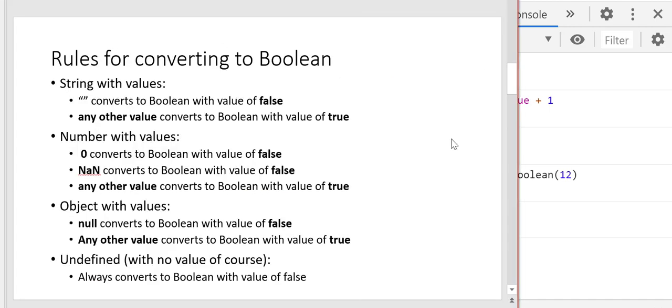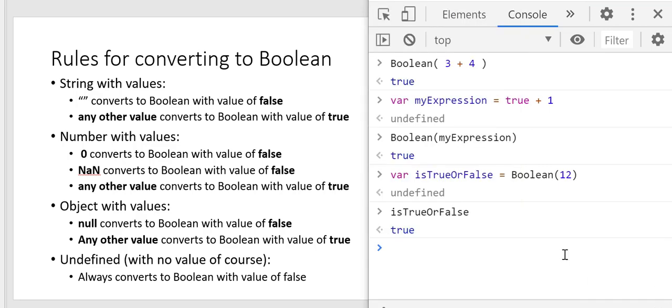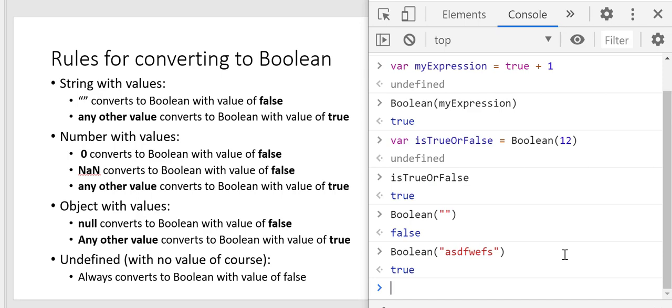The first rule is for converting strings, and any empty string converts to a Boolean value of false. So here if we take Boolean of an empty string, 2 quotation marks with nothing in it, that is going to return us false. Okay, let's look at the second rule. Any other value of the string type converts to the Boolean value of true. So anything besides nothing inside the quotation marks is going to give us true.